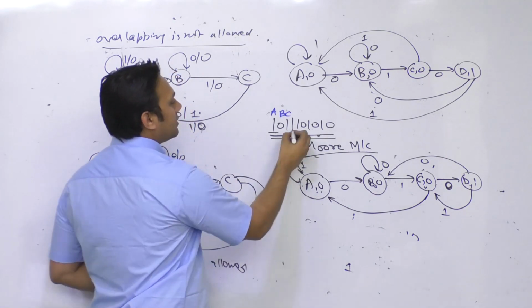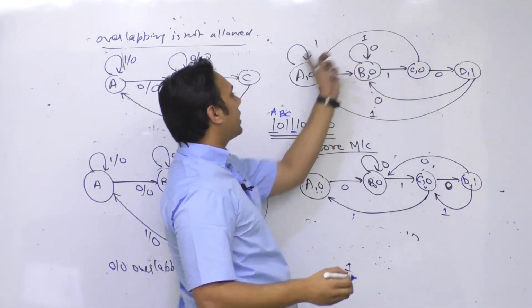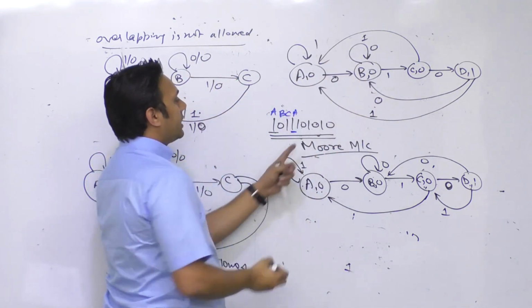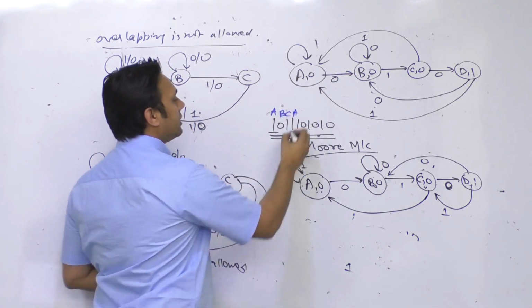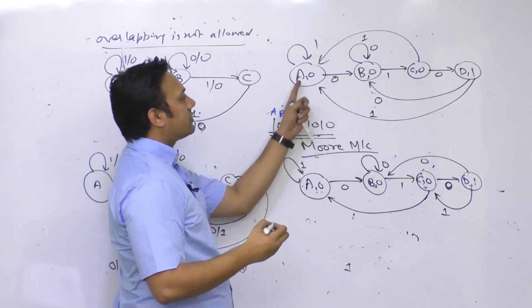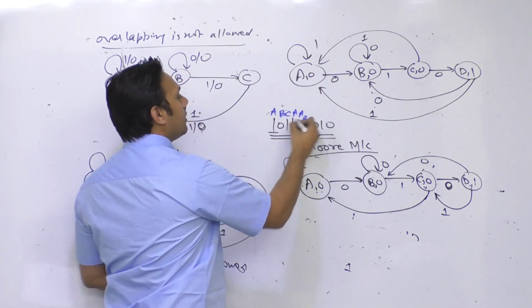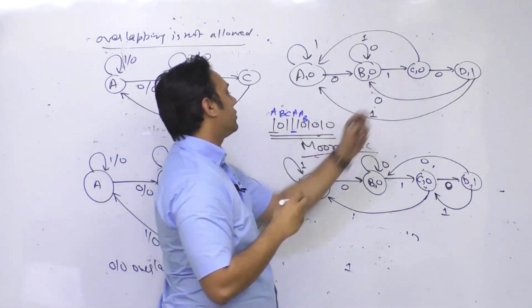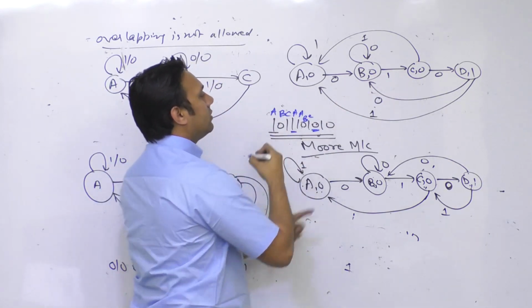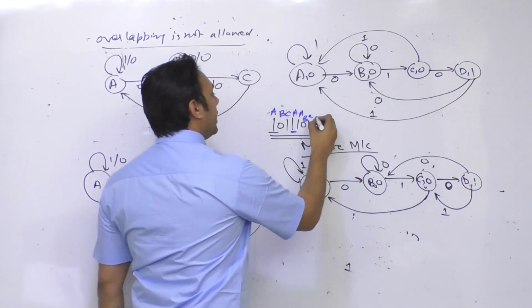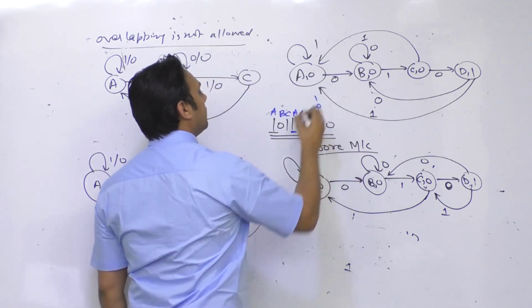So by giving this 1 from state C, again we come back to state A. By giving this 1 from state A, again we go to state A. By giving this 0 from state A, we go to state B. By giving this 1 from B, we go to state C. By giving this 0 from C, we go to state D, and here we produce output as 1.